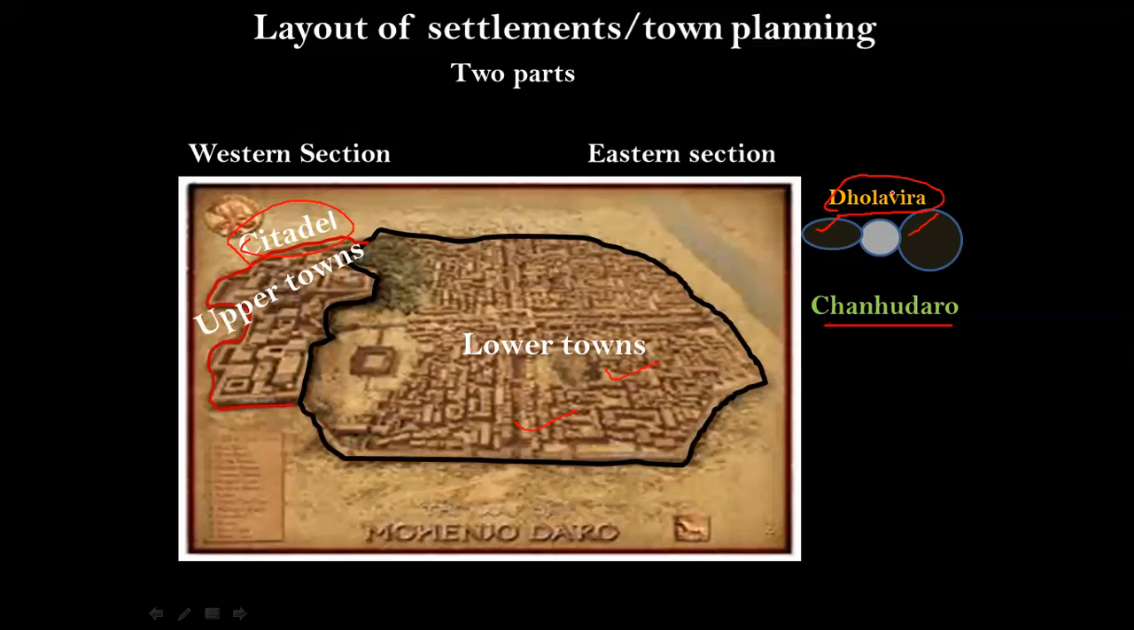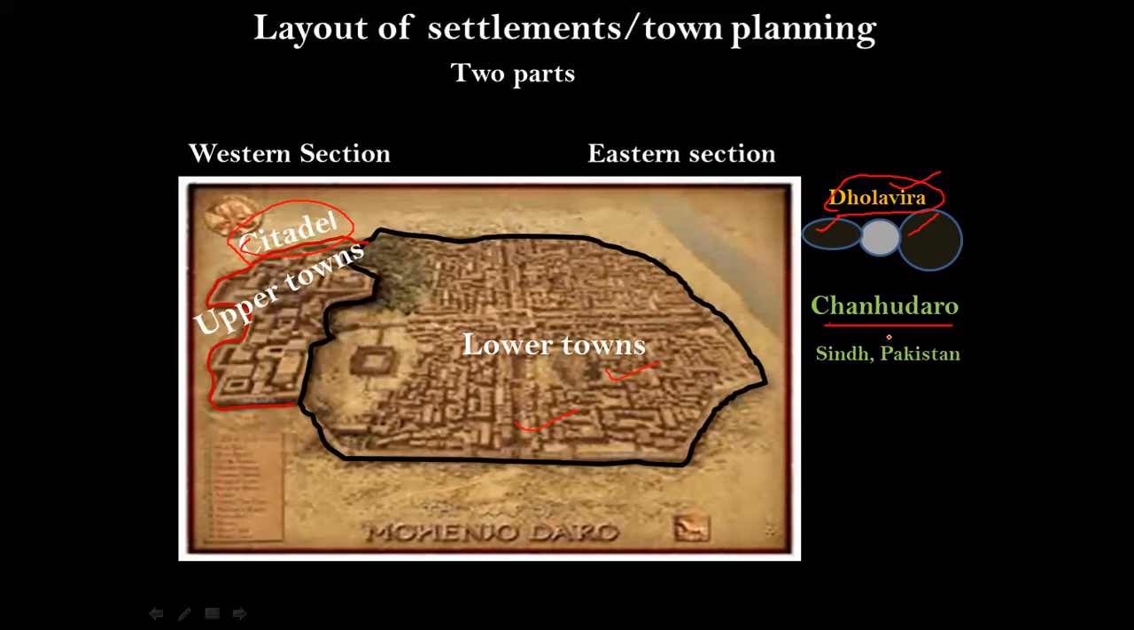The city called Dholavira is an exceptional case that had three sections, the city divided into three sections, and Chanhudaro had no citadel. All right, that's all about the layout of settlements or the town plannings. This Chanhudaro is now in Sindh, which is in Pakistan after the partition of India in 1947. So Dholavira is in Gujarat.